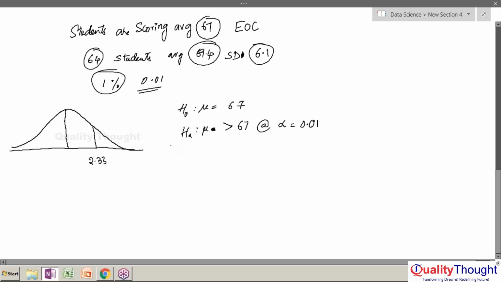So if the resultant Z score, now we need to calculate Z is equal to x bar minus mu naught divided by S divided by root n. X bar is the sample mean. What is the mean? 69.4 minus mu naught 67, divided by standard deviation 6.1 over root 64 students. What is the value here? What is the Z score? Tell me immediately.